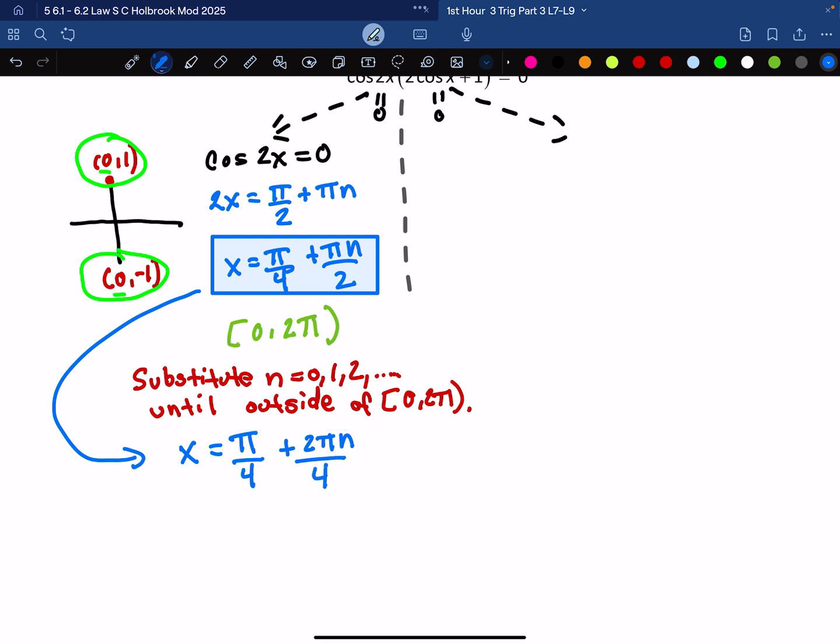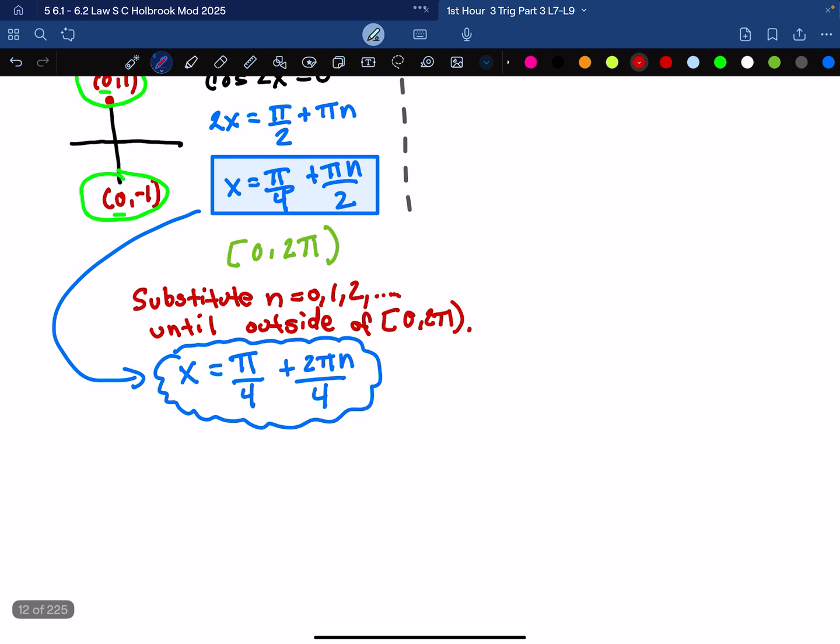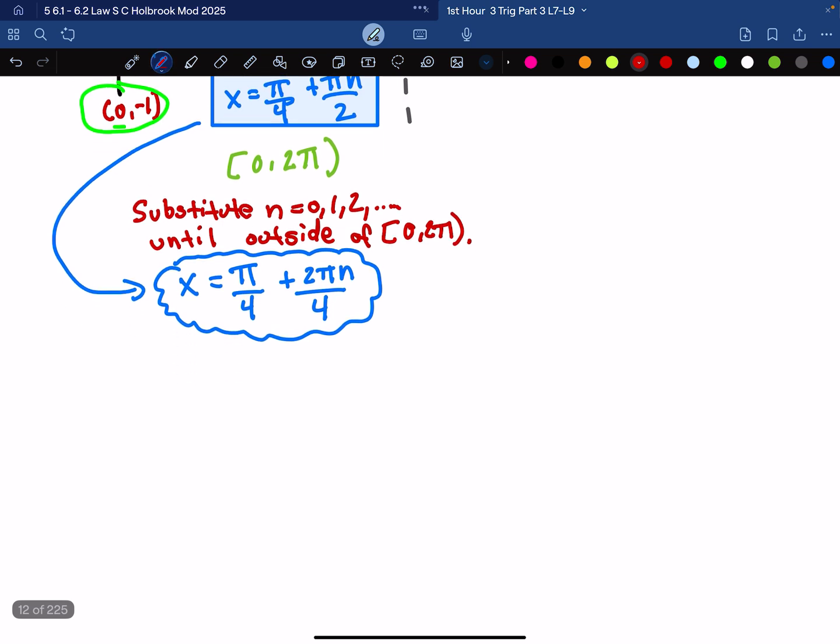So now I'm going to use this equation, and I'm just going to start substituting n into it until I'm outside of the range of 2 pi. So I just make a little note to myself when n equals 0. So I put 0 into here. This goes away, and my first possible solution is pi over 4.